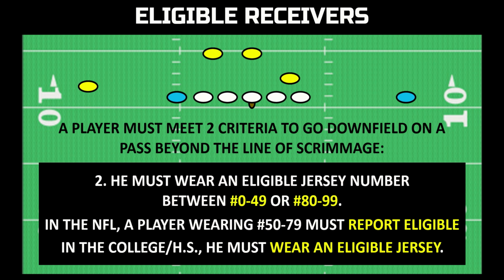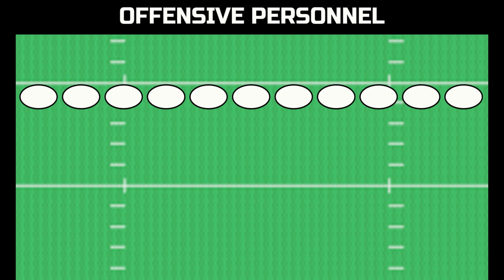So in college and high school, the only thing you could do is put an eligible jersey number on him. So there is no circumstance where a player wearing an ineligible number in college or high school is allowed to go downfield on a pass. Those players who are ineligible to go downfield on a pass are usually your 5 offensive linemen in 99% of formations. And that takes us to personnel.